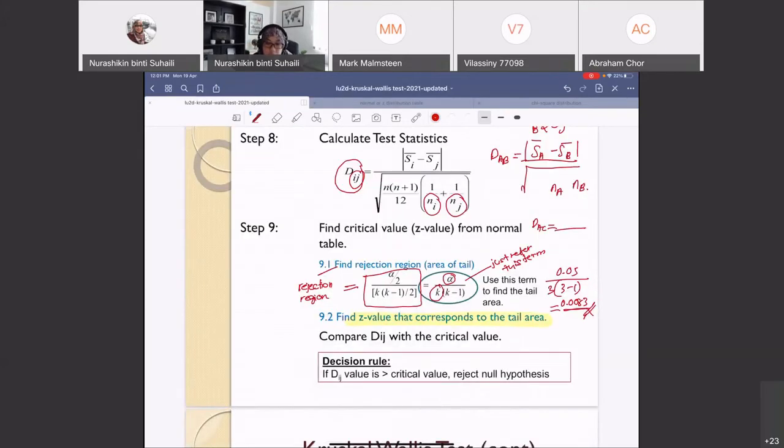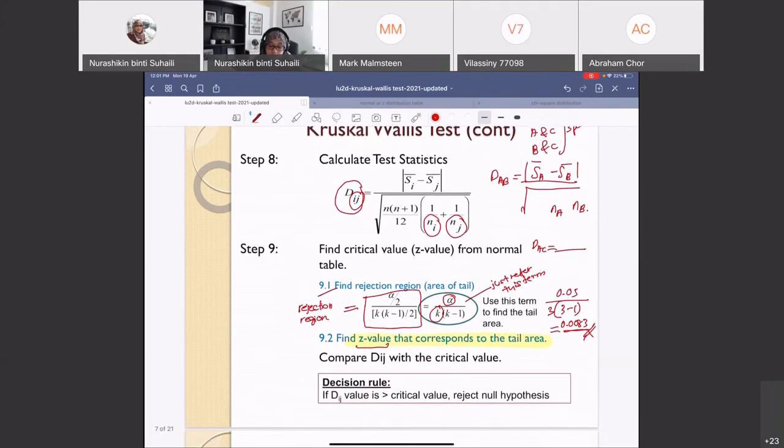You should understand this part carefully, yeah? Because this will give you the Z value over here. Okay. So once you get the Z value, you compare the Z value with each of the Dij value. Compare Dij with the critical value. So let's say you have just now three Dij values, DAB, DAC, and DBC.